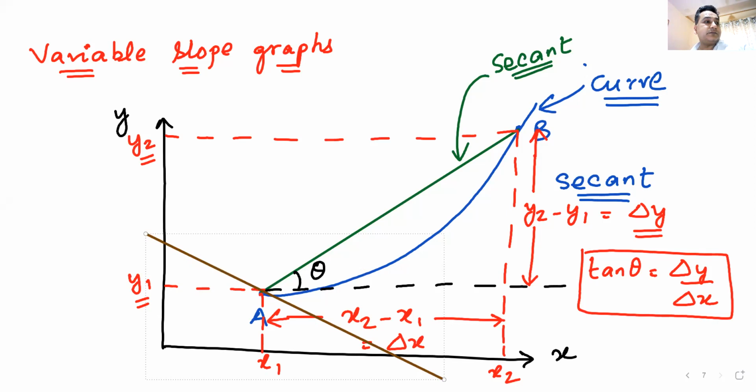Yes or no? This is the tangent, which is drawn at the point A. We understand this? It is cutting the curve at one point.